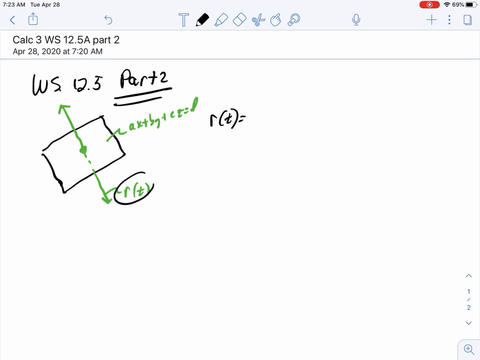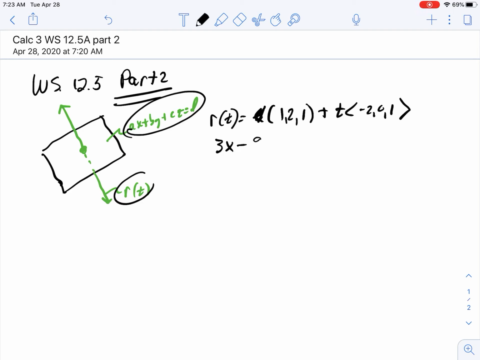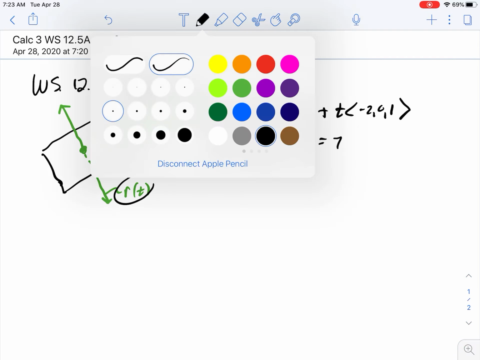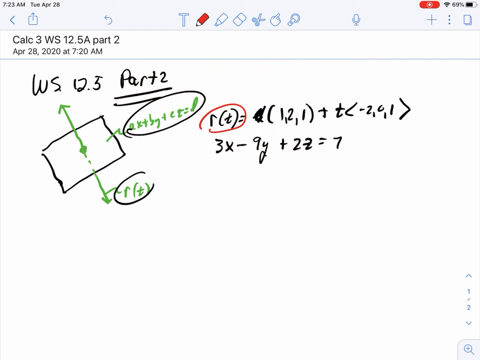So you have the equation of the line. This is your r(t). You have the point 1, 2, 1, plus t times the vector -2, 0, 1, like so. Now the equation of the plane here would be 3x minus 9y plus 2z equals 7.